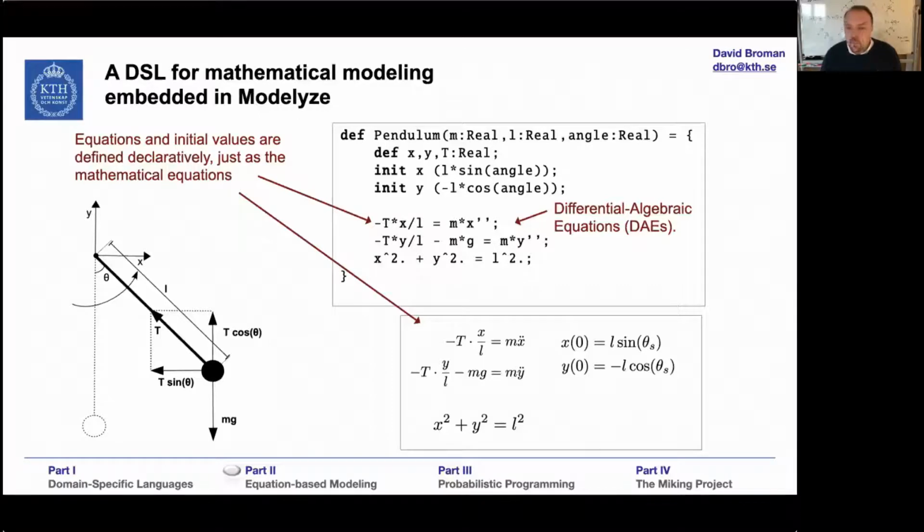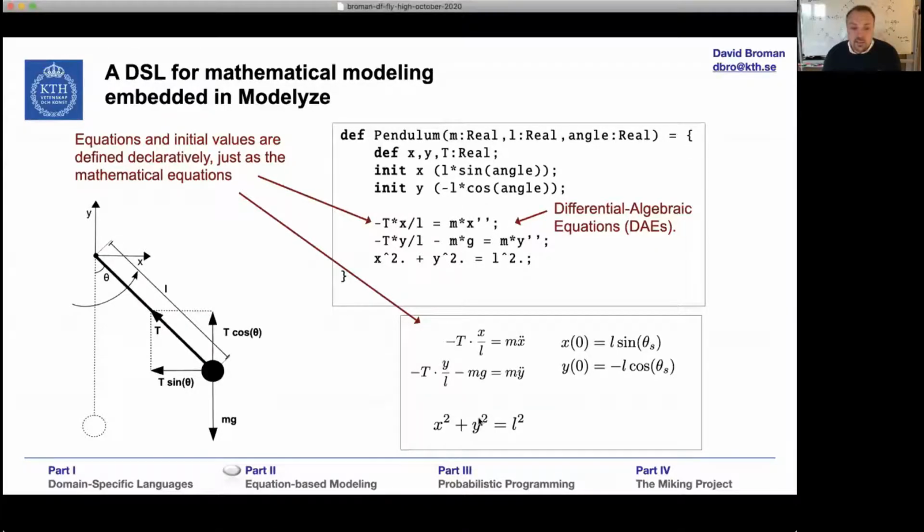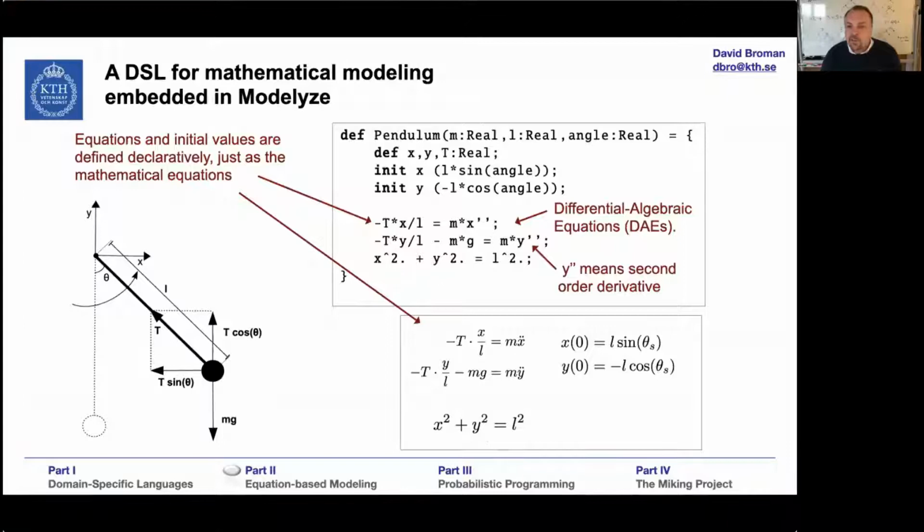And these kinds of equations are called DAEs, differential algebraic equations. So it's basically differential equations extended with algebraic constraints. So this is an algebraic constraint, for example. And here the prime prime is the second order derivative of that. So here's an equation-based model that can be simulated and executed with the purpose of being expressive. So you can then afterwards select which kind of solver you use.